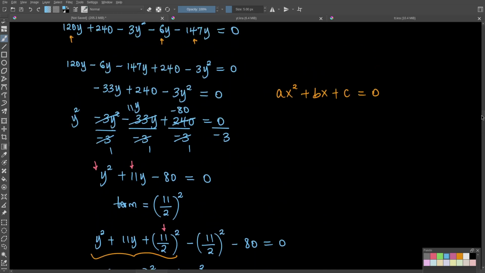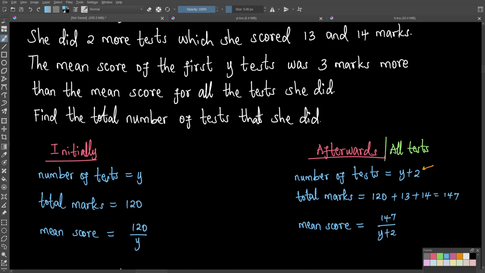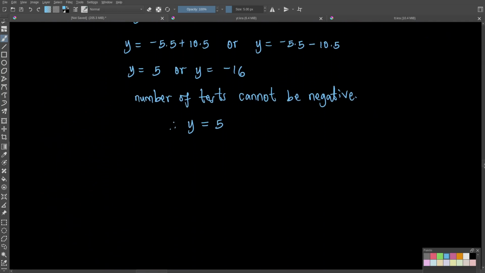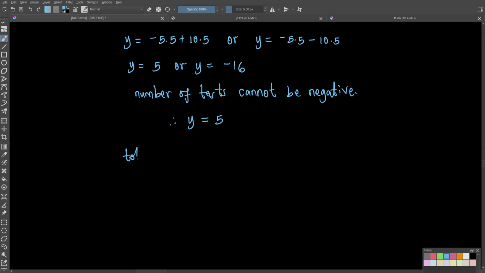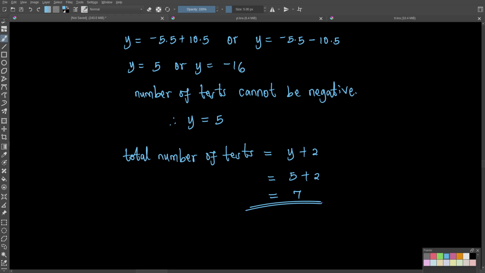Again, let's go back to the question. What were we to find? The question was asking us to find the total number of tests that she did. And in our case, the total number of tests is equivalent to y plus 2. So the total number of tests will be the value of y plus 2. And this is 5 plus 2, which gives us 7. So 7 is the answer to this question.